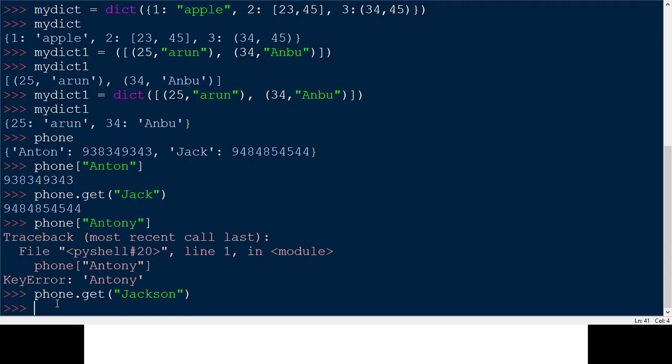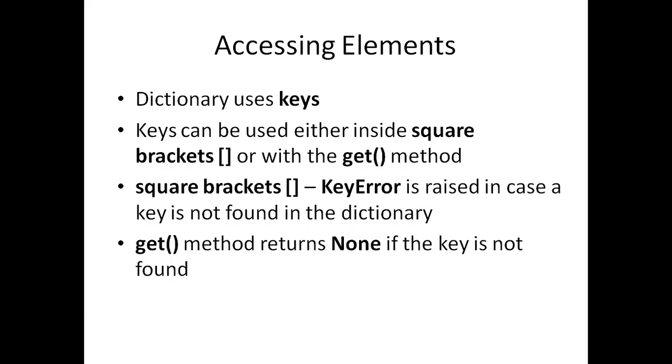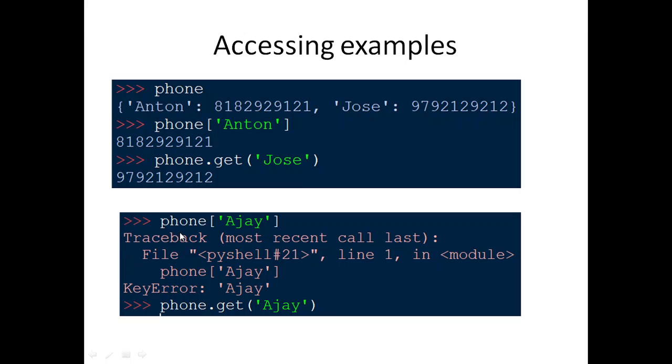So we can access the elements using square brackets, or you can use the get method. Now we'll go back to the slides. So these are the examples. How to access phone, how to use the get method, and what the difference is are shown here.